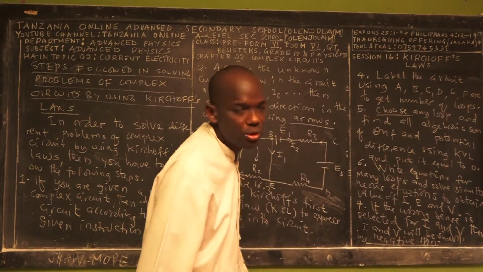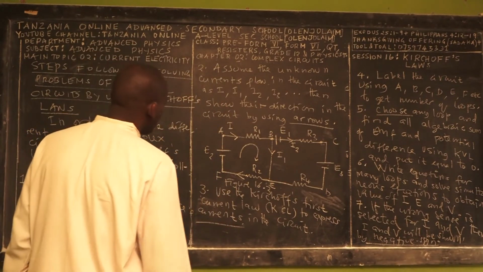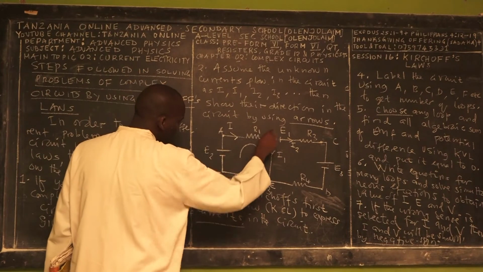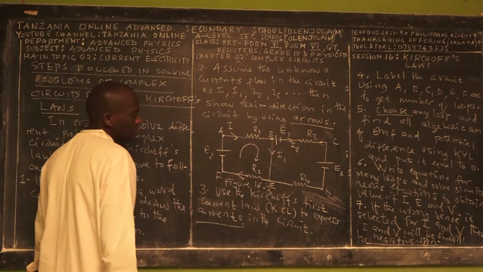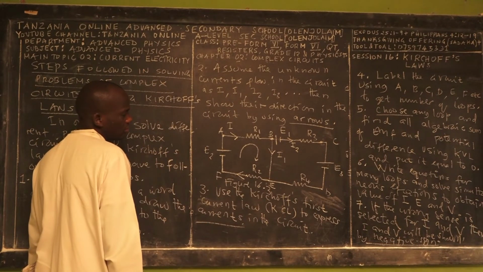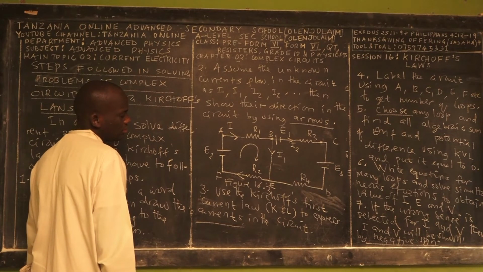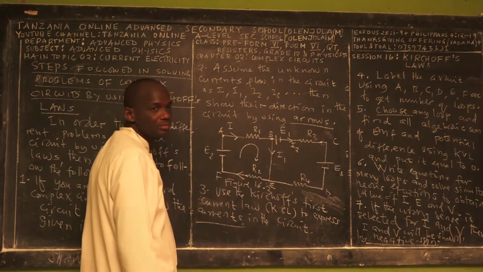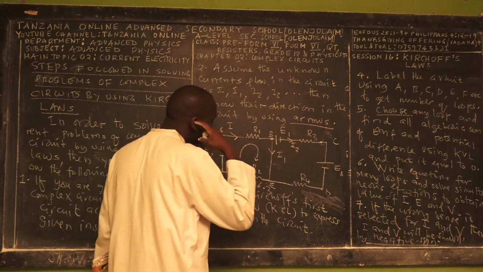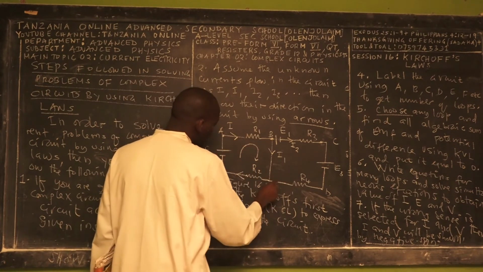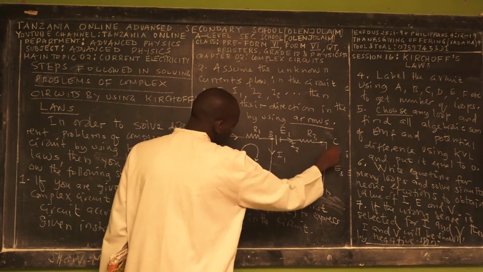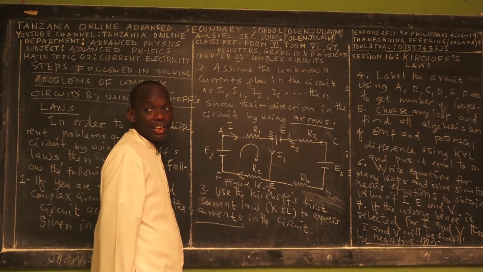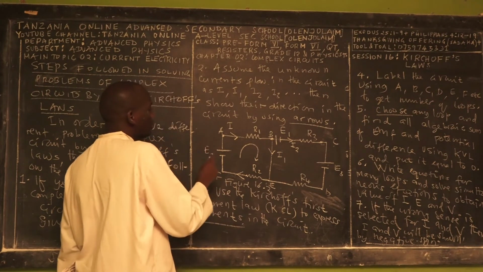Listen, what does this mean? For example, here I chose my loop from F, A, B, E, F. For this loop, I want to apply the 7th step. Let us choose this loop, the loop called E, B, C, D, E. Then I want to write out Kirchhoff's voltage law.